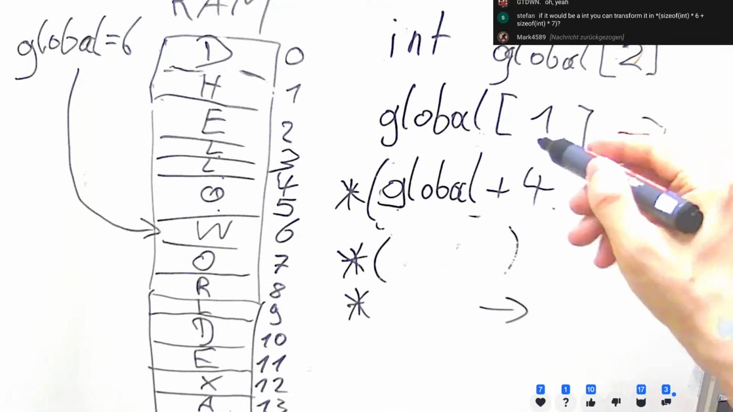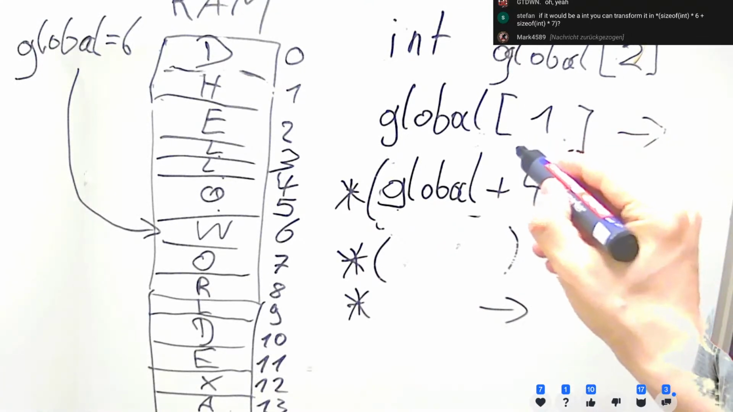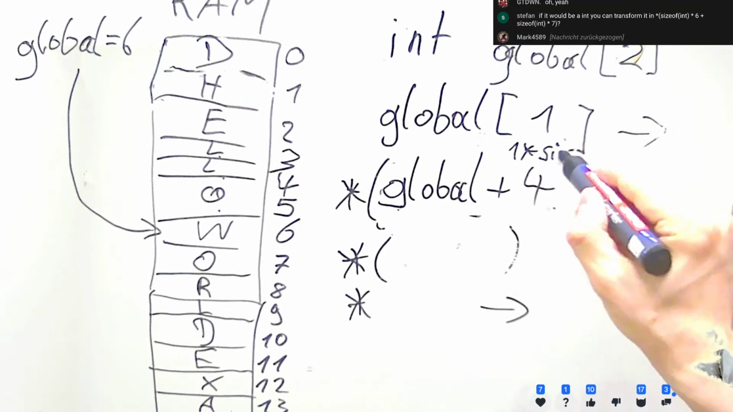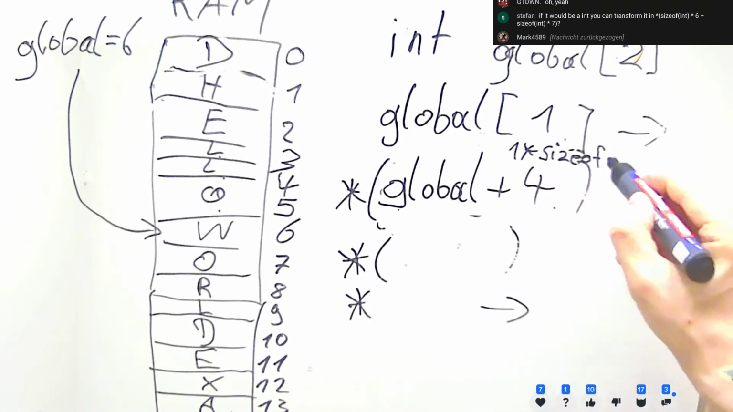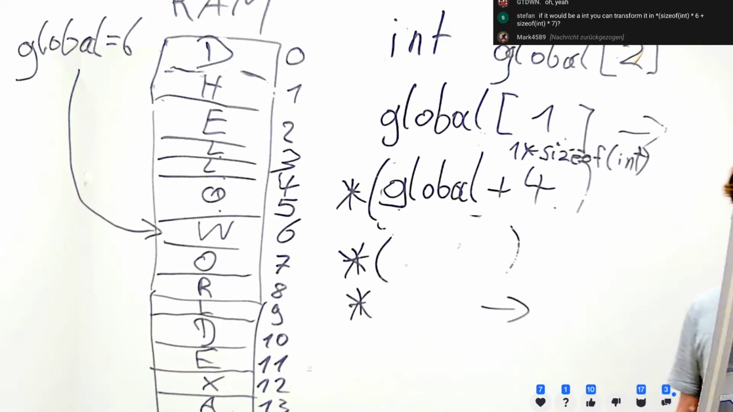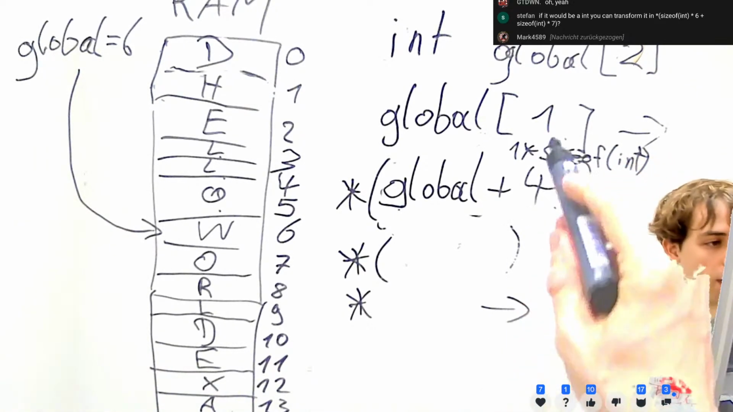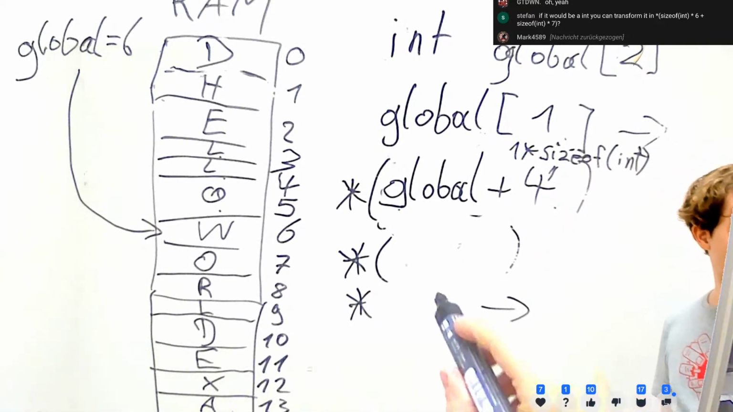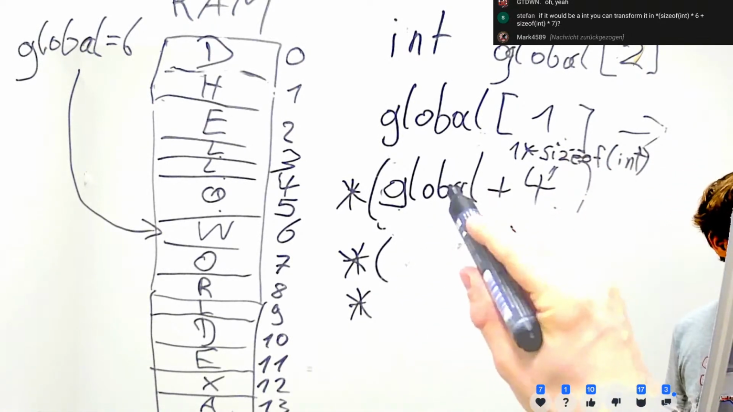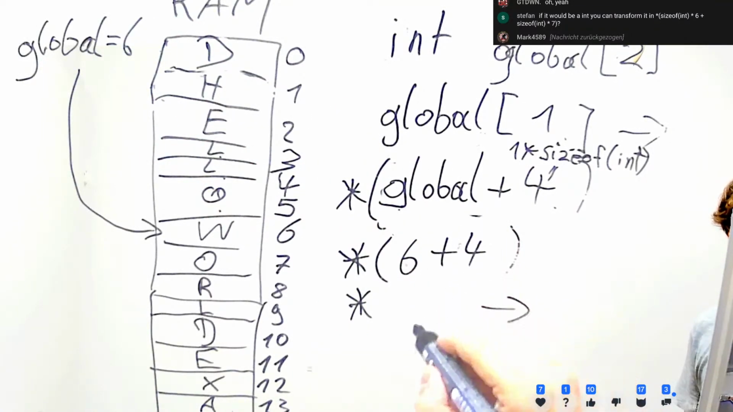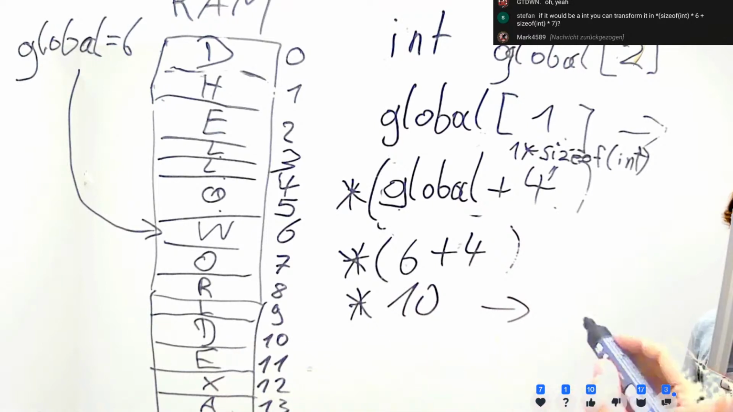I only skipped the part with the size of. This is 1 times size of, does it fit there? Size of int. Yeah. 1 times size of int, and that's 4. And then we have here global is 6. 6 plus 4. That's 10. And 10 gives us the value.